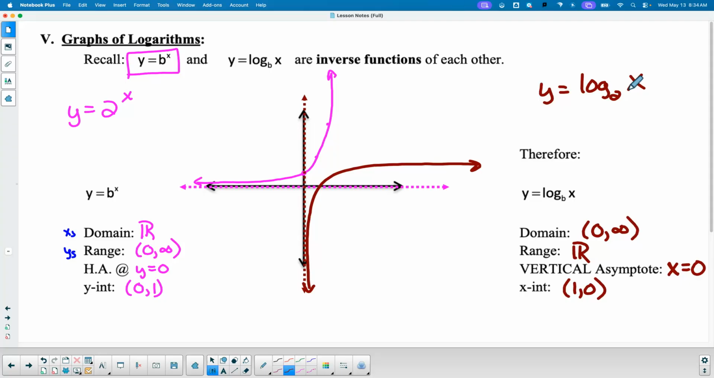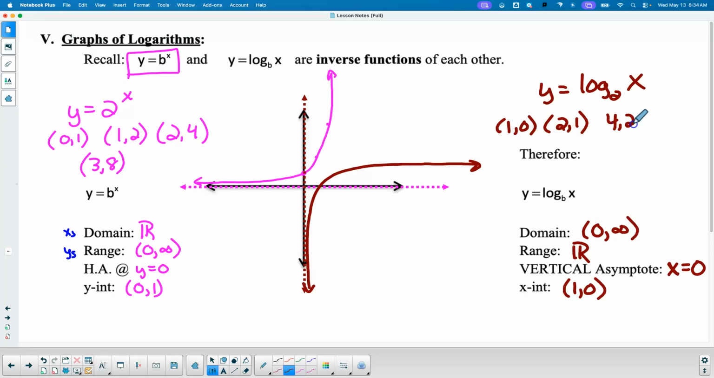So the points that this one is going to go through, I should put these points back here. Over here, this went through 0, 1, 1, 2, 2, 4, and 3, 8. Over here, because we switched the x and the y, it's going to go through 1, 0, 2, 1, 4, 2, and 8, 3. Because we flippity-flop the x's and the y's.